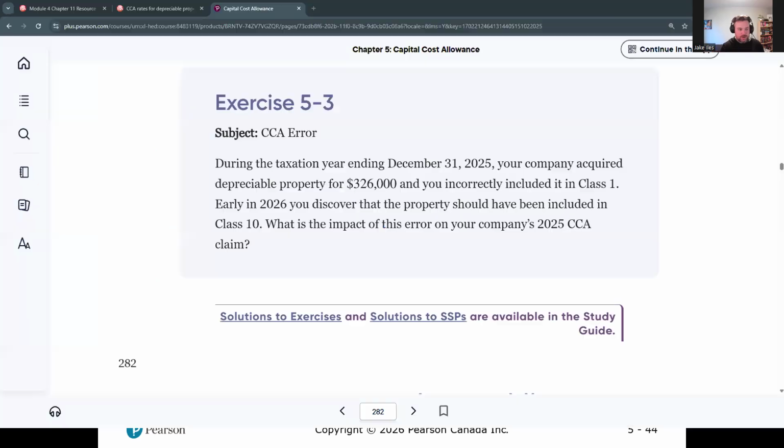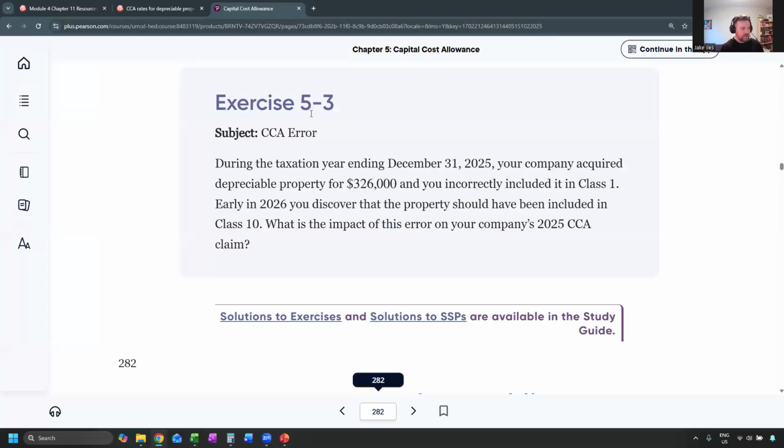So before we start, I want to go to exercise 5-3, a CCA error. We talked about the various classes. Why does it matter that we put an asset in the right class for CCA? During the tax year end, December 31st, 2025, your company acquired depreciable property of $326,000 that you incorrectly included in Class 1. Early in 2026, you discover the property should have been Class 10. What's the impact of your error on the CCA claim?